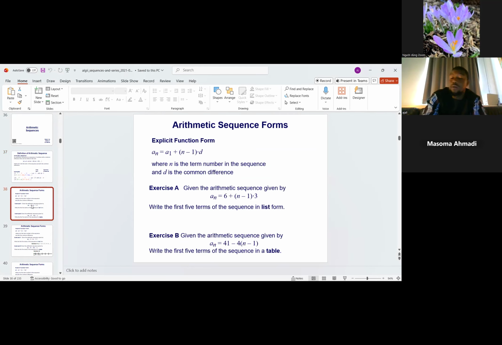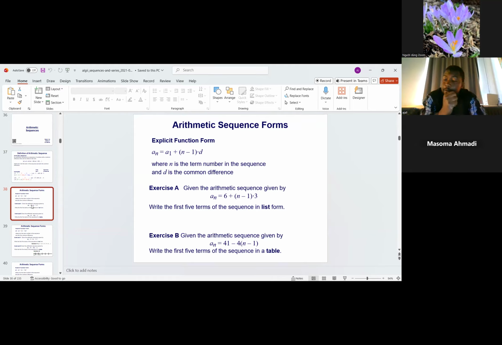Now, today we will look at two forms of formulas that are written for arithmetic sequences. We are going to look at the explicit function form and the recursive form. The recursive formula, we will look at it later. And the explicit formula is what you are seeing.